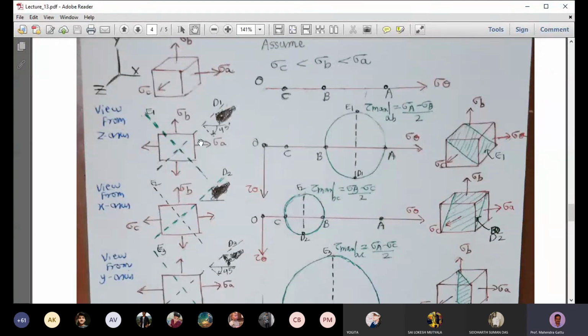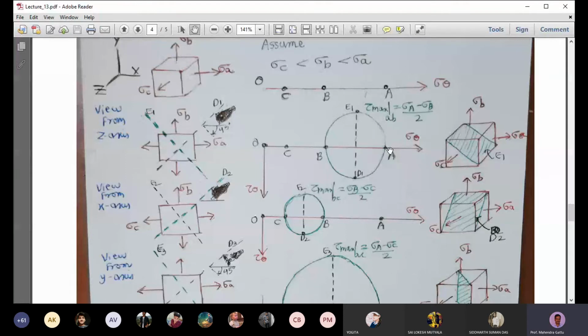So when you are rotating these stresses by some angle theta, we'll get the corresponding Mohr circle here. So A and B are actually the principal stresses. We are showing A and B here, and we are drawing a circle with AB as the diameter. So the circle's center is somewhere here.